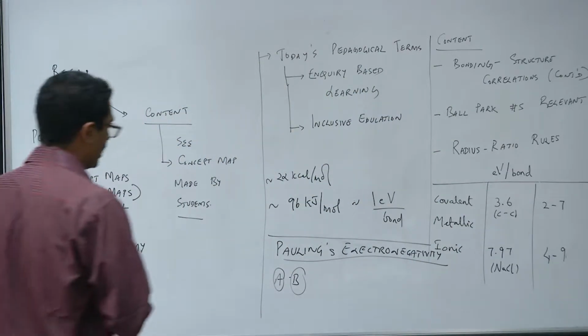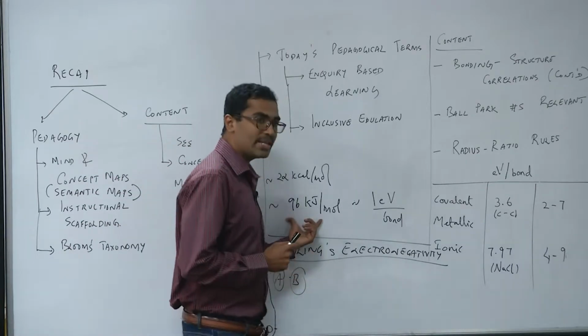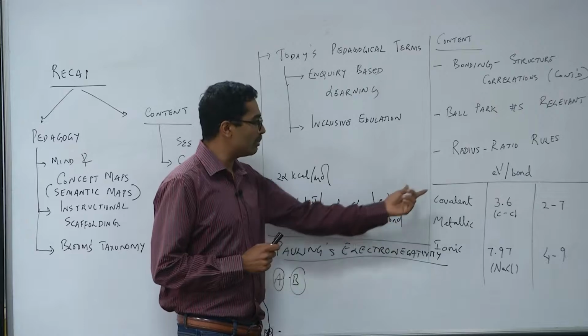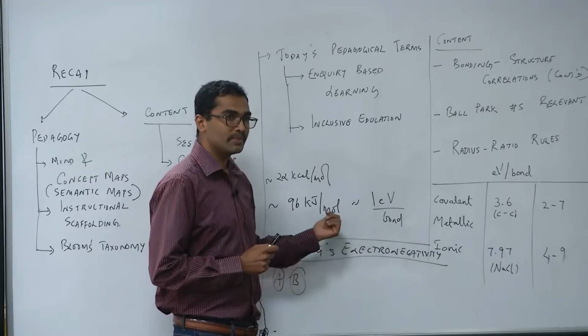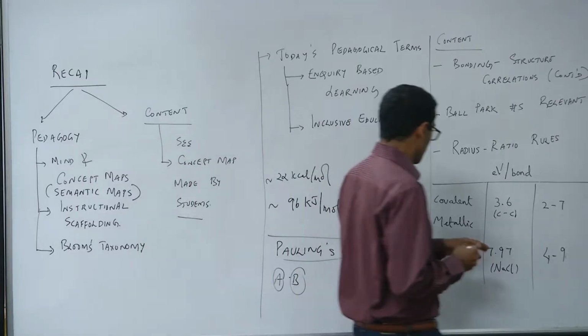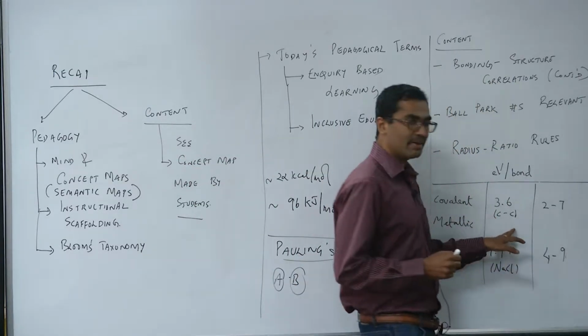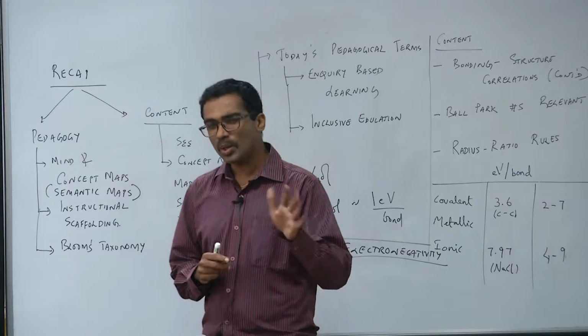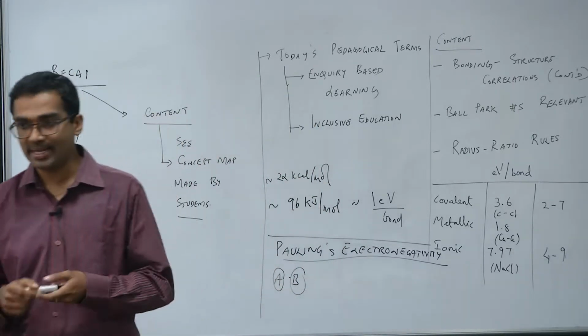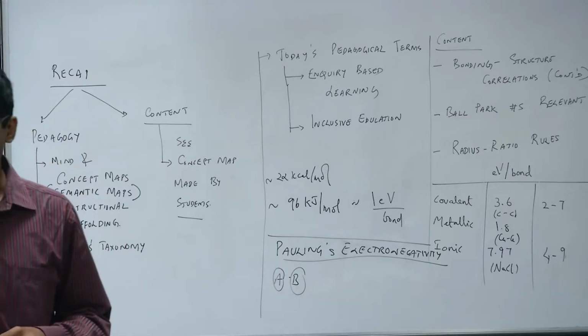That's correct. So 176. How will you convert that to electron volts per bond? How much is it? 1.8. That's about right. So for metallic, you're getting 1.8. That's for copper. Let's look at some more numbers. Instead of copper, can you look at, let's say, iron, aluminum?